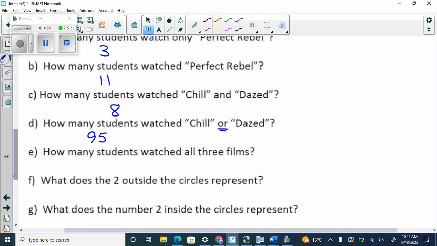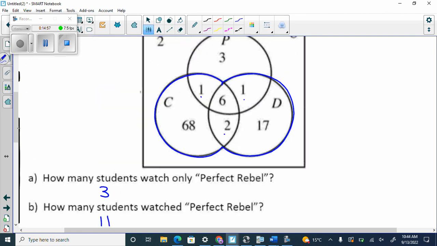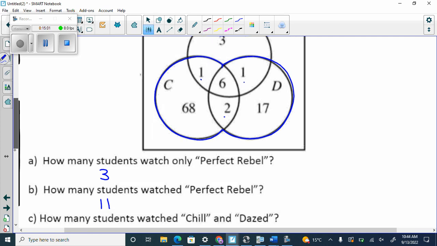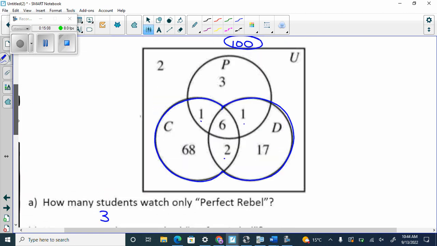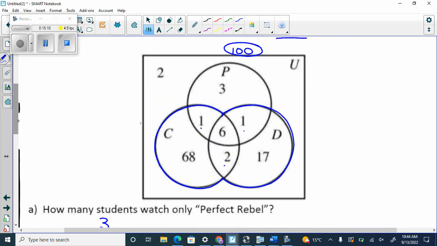How many students watched all 3? 6. It's the one right in the middle. 6. What does the 2 outside the circles represent? Right. People who didn't watch any of the 3.